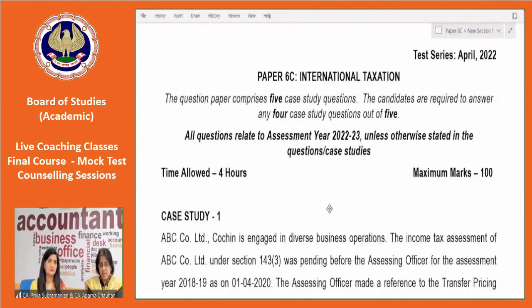We've given illustrations also for each method, so that in the exam, when a question is asked, you are able to identify which is the method and apply it after making the functional adjustments and all that. So that is one thing which is important.